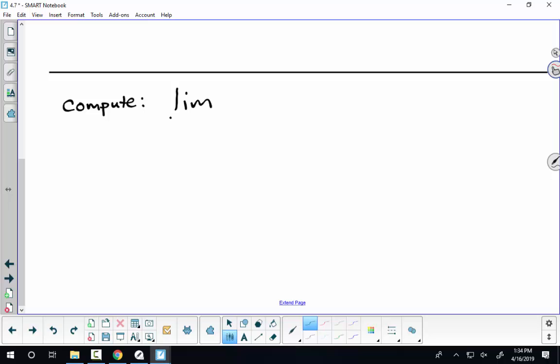So we're evaluating the limit as x approaches infinity. By the way, when we do that for any function, what is that going to tell us? Limit at infinity tells us horizontal asymptotes and end behavior. So we're computing this limit.